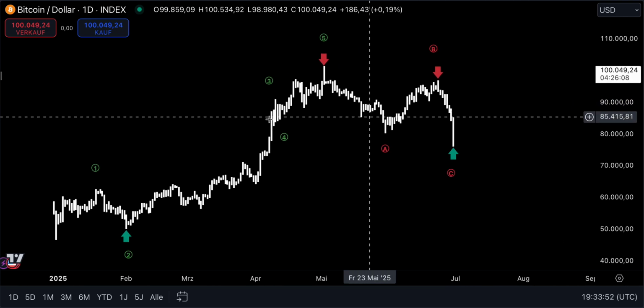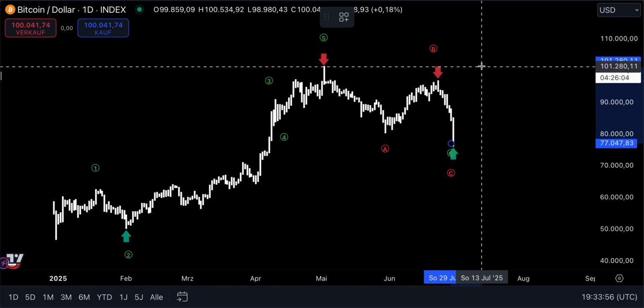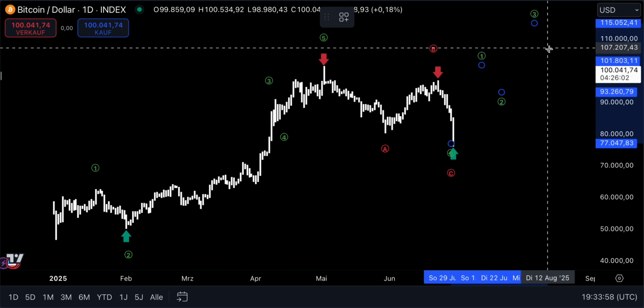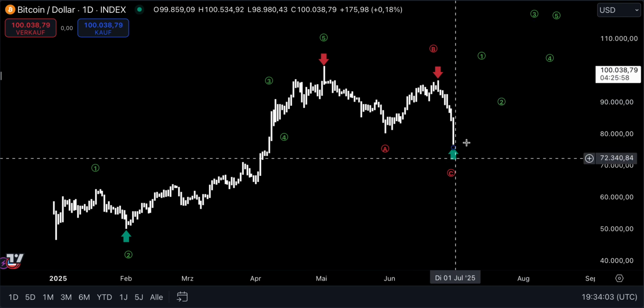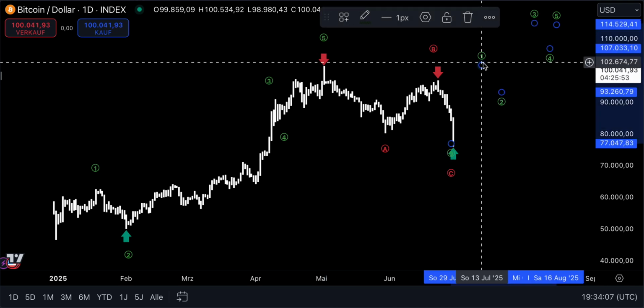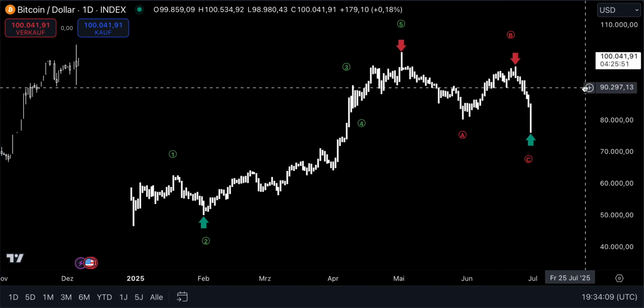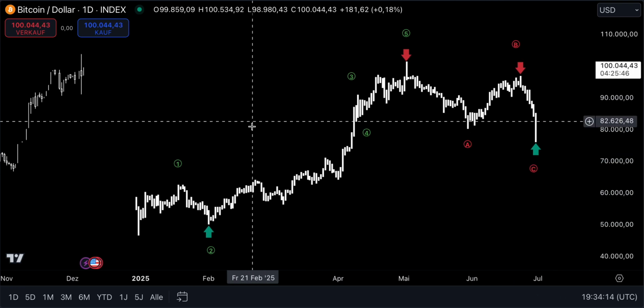And what would happen after this, let me just quickly show you, is something like 1, 2, 3, 4, 5, and then again an ABC. Hypothetically, this 1, 2, 3, 4, 5 would make a new high. And of course, this is not financial advice. This is just our opinion. Please do your own research and you're responsible for your own trades.